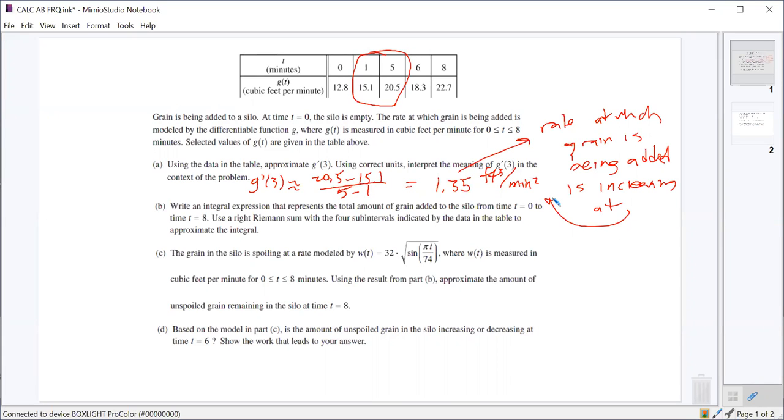And then do you have to specify at t equals 3, or is that assumed? Yeah, you don't need to write that. That's fine. I mean, you could, but I don't think it's necessary.